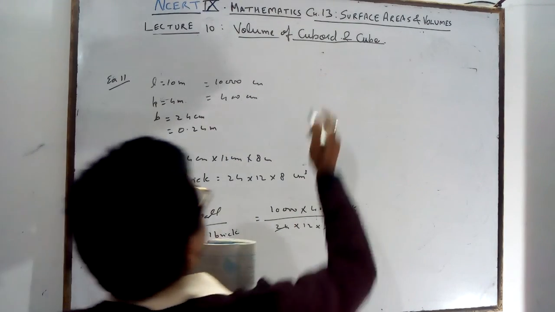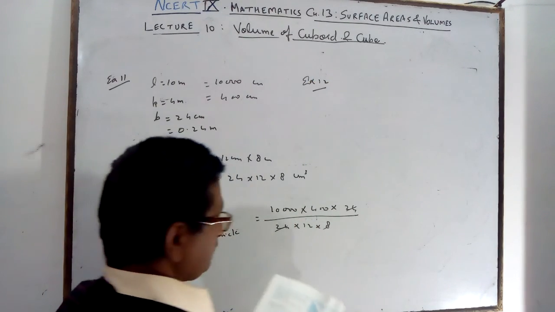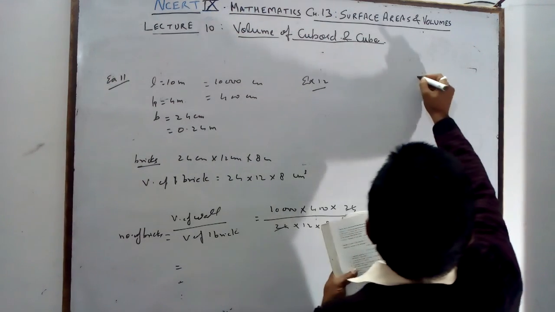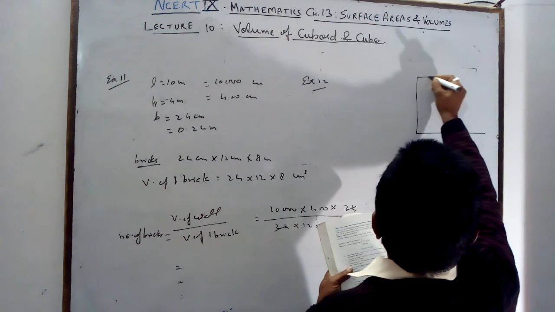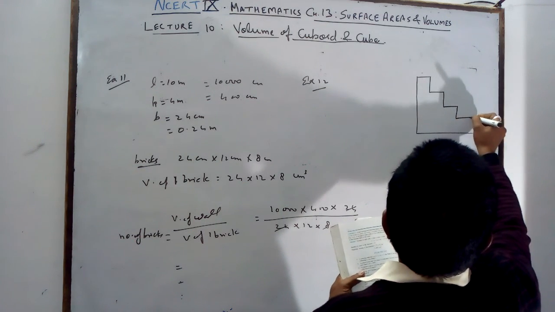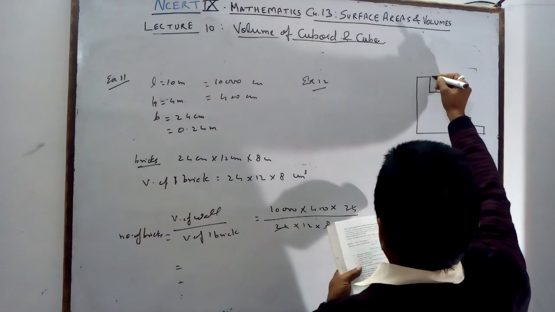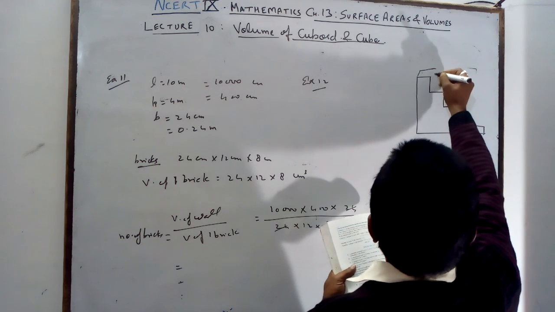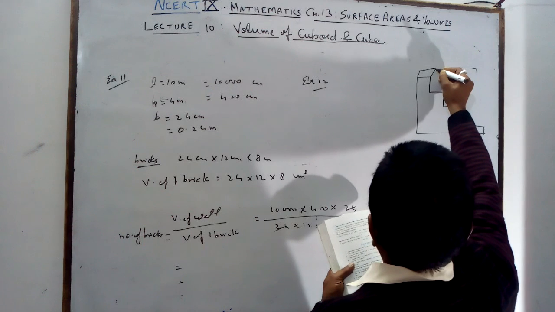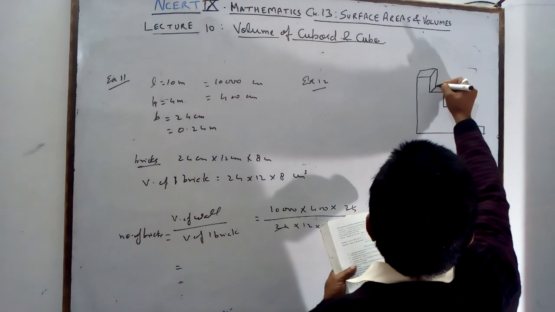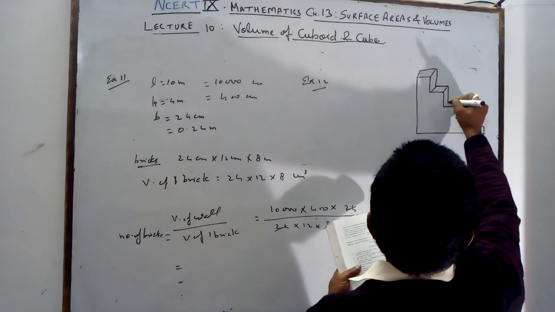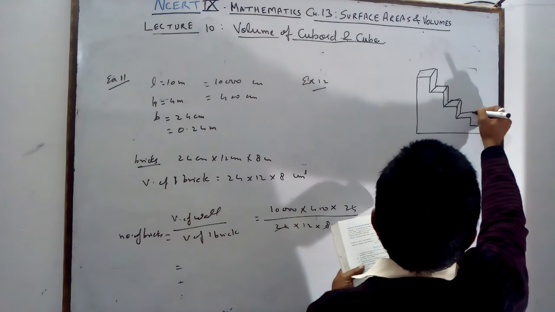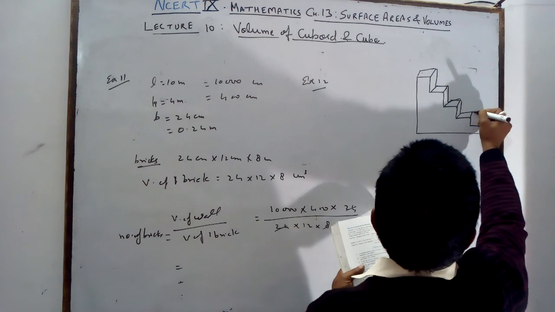Question number 12, example 12 is given. A child is playing, and the child is making this, like this. He has formed this portion. You can get it like this. I hope you know.